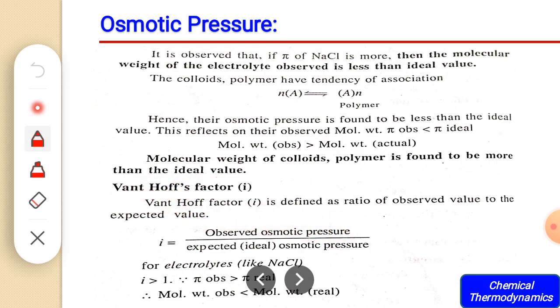This is known as the van't Hoff factor. Therefore, for electrolytes, the van't Hoff factor i is greater than 1. Therefore, the observed osmotic pressure is going to be greater than the real or the ideal value. That's why the observed molecular weight is going to be smaller than the actual molecular weight.